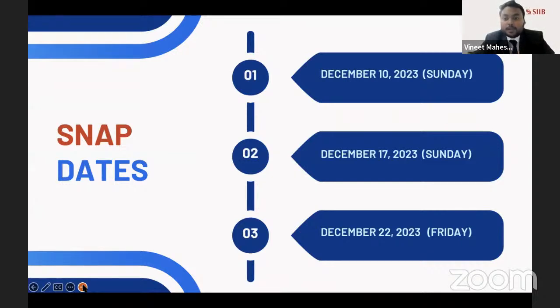And the best part about SNAP is you can give all the 3 attempts, and the best out of the three will be taken ahead. So these are the 3 dates. You should take note of them. You should start your countdown. You should start your practice. And now it's high time that you start preparing for SNAP and aiming for the college that you want. Next slide, please.